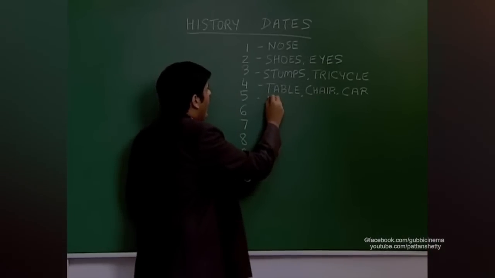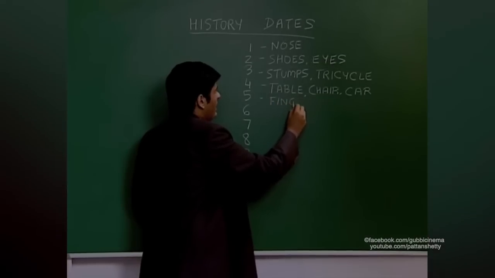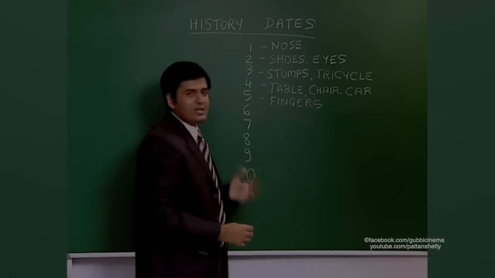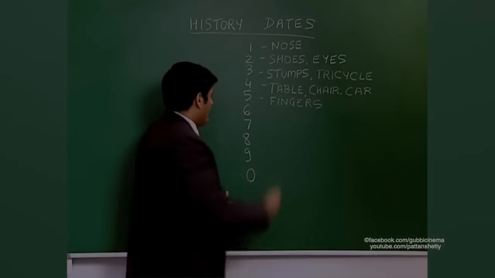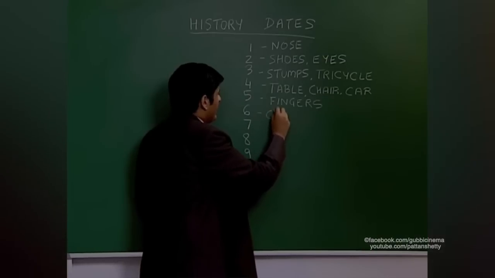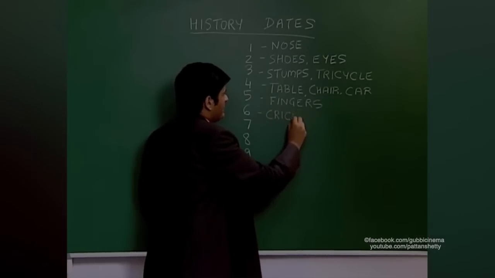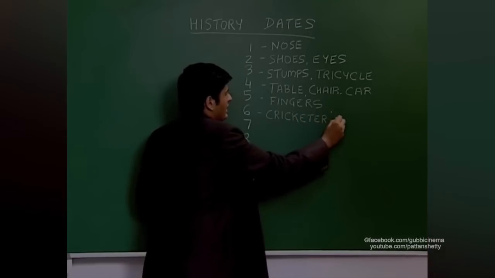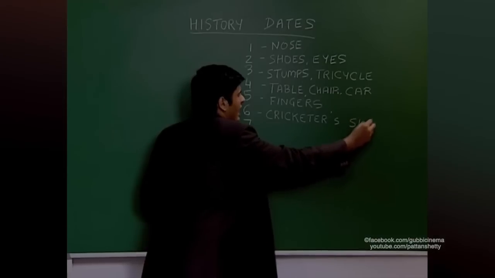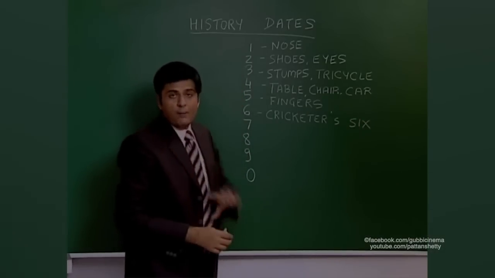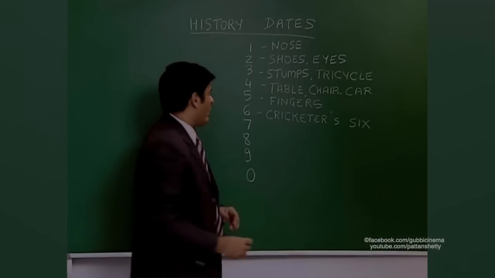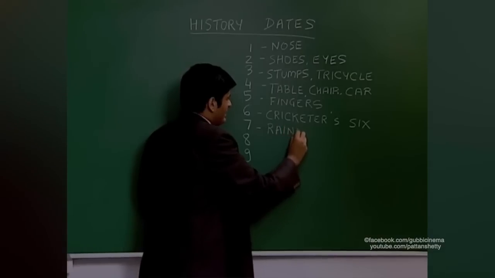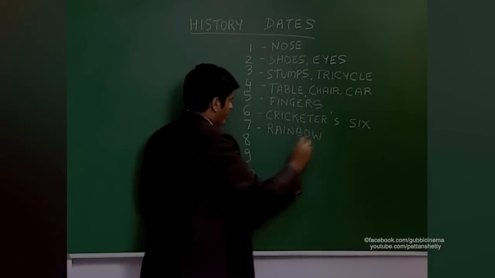Against 5 I am taking fingers. Why? Because we all have 5 fingers in our palm. 4 fingers and a thumb, but technically 5 fingers. For 6 I am taking cricketer hitting a 6, because 6 reminds me of a cricketer hitting a 6. Now for 7 I am taking rainbow, because a rainbow has 7 colors. We all know the vibgyor that makes a rainbow. So against 7 I am taking rainbow.